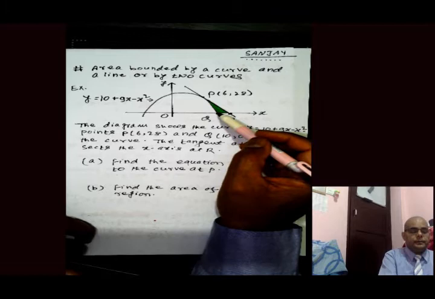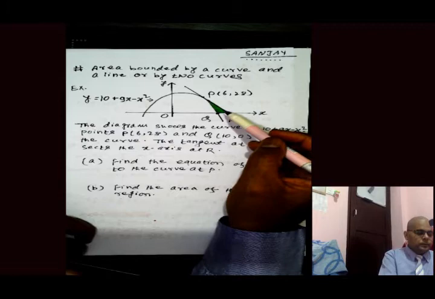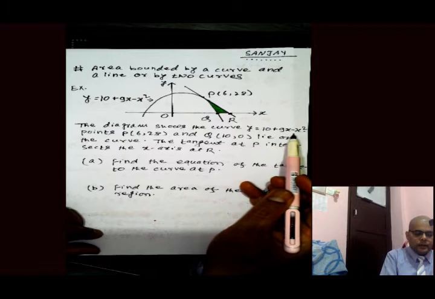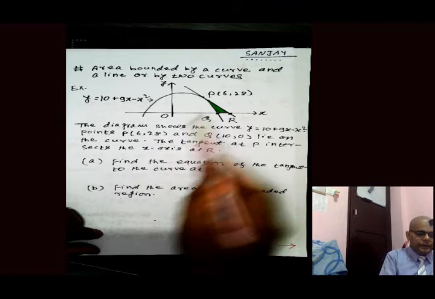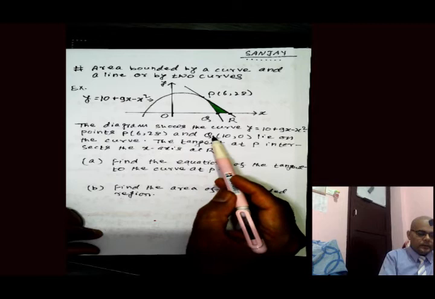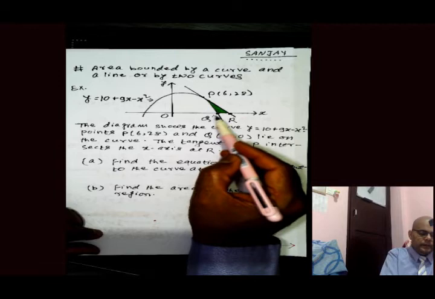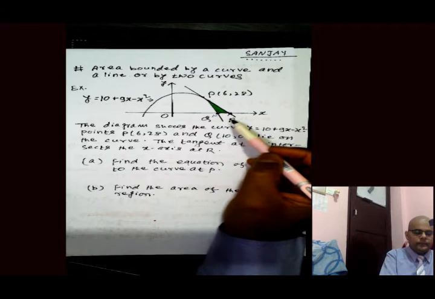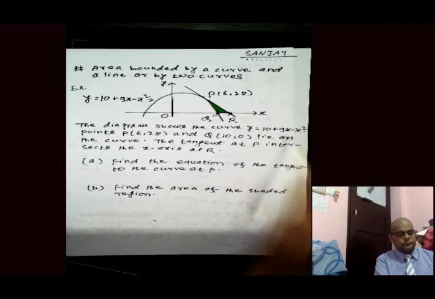Alright, so here we are dealing with the area between the curve and a line, and it is also possible to calculate the area between two curves. The diagram shows the curve y equals 10 plus 9x minus x squared. The point P has coordinates (6, 28), and Q has coordinates (10, 0), so the x value is 10 here. Both lie on the curve. The tangent at P intersects the x-axis at R. That means R is also on the x-axis. So when we know the equation of this line, we'll be able to find the coordinates of R.